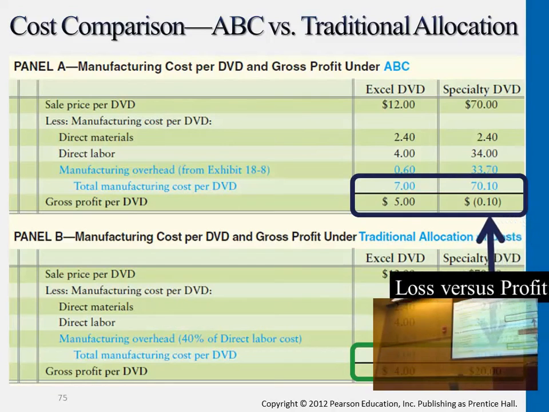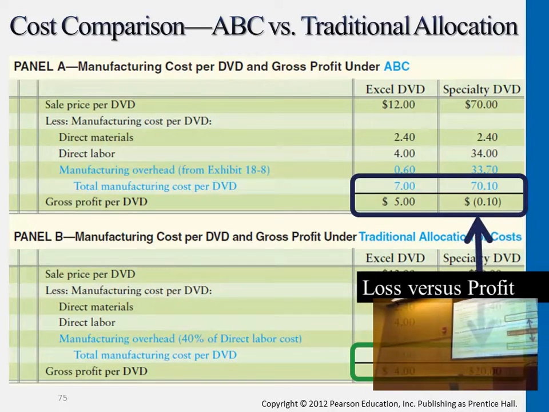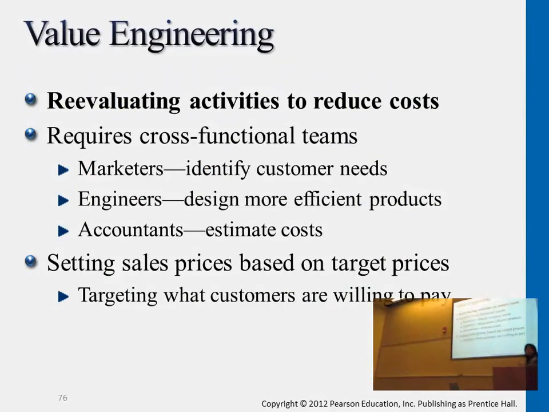Okay, let's take a look at this concept here. As we talked about earlier, this information to decide on whether to increase sales price or to decide on whether to cut the cost, this is a team effort, and in the book there's a term specifically referring to this: value engineering. So what value engineering means, a team effort of reevaluating the activities that happens in the business to decide which areas we may be able to reduce costs from.